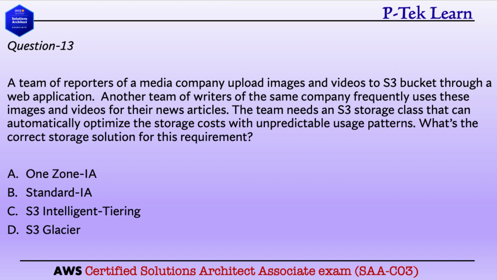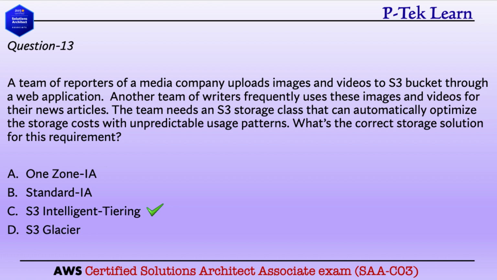Option C, Intelligent-Tiering. Yes, this is the right option. When the access pattern to a web application using S3 storage buckets is unpredictable, we have to go with the S3 Intelligent-Tiering storage class. This storage class includes two access tiers, frequent access and infrequent access, based upon the access patterns. It moves data between these tiers, which helps in cost savings. And also, the S3 Intelligent-Tiering storage class has the same performance as that of the Standard storage class. So this is the right solution to meet this requirement.